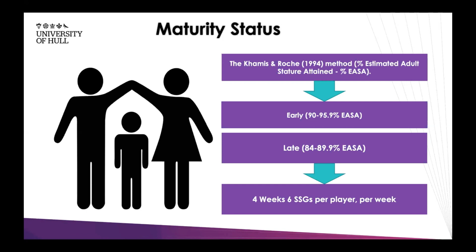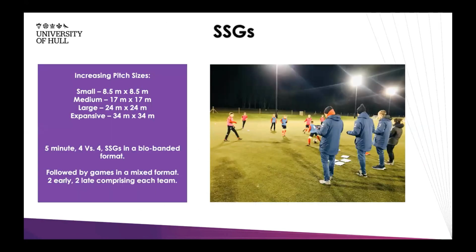And this brings me on nicely to our small-sided games. So each week we had an increasing pitch size. The first week was our small pitch on an 8.5 meters by 8.5 meters pitch. Then the next week was medium, and then large, and then expansive. Players completed 6 games per week. Games were 4 versus 4 and 5 minutes in length. Each player completed 3 bio-banded games and 3 mixed games per week.